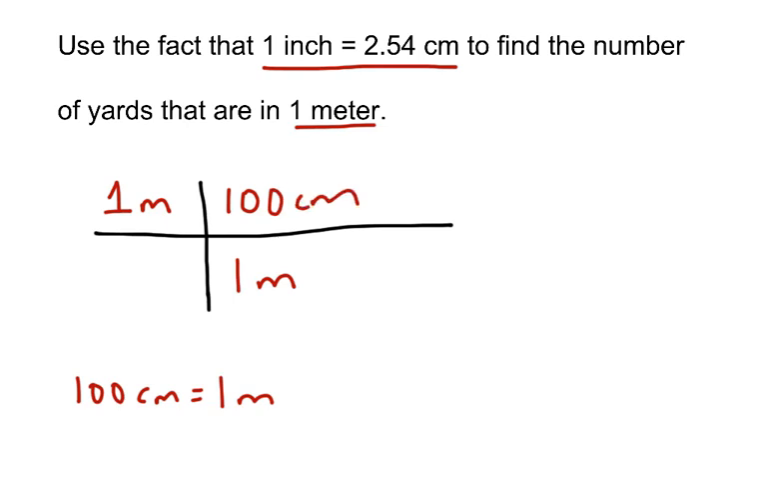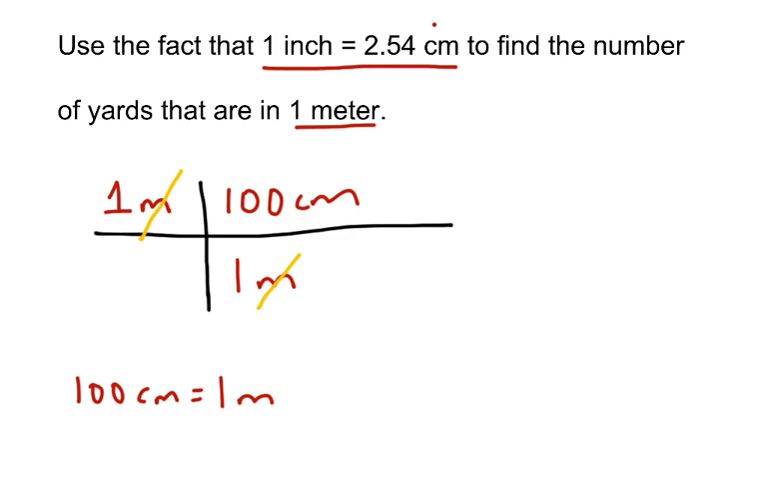That allows me to cancel the meters on the top with the meters on the bottom, and now the units that I have are in terms of centimeters. I'm not done with my problem, but I'm working toward my solution. The fact that 1 inch equals 2.54 centimeters, I needed to be in terms of centimeters to be able to use that. And now I am. I'm in terms of centimeters.